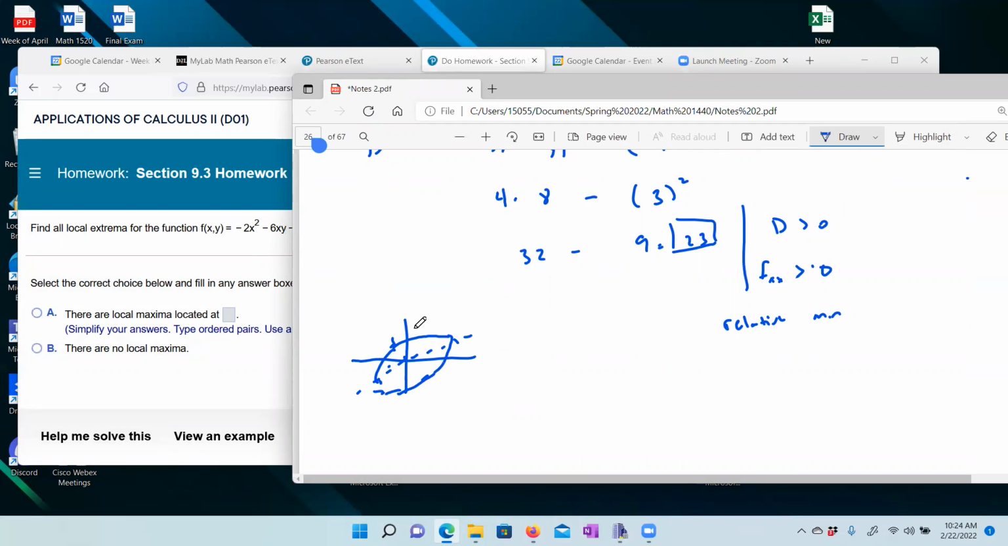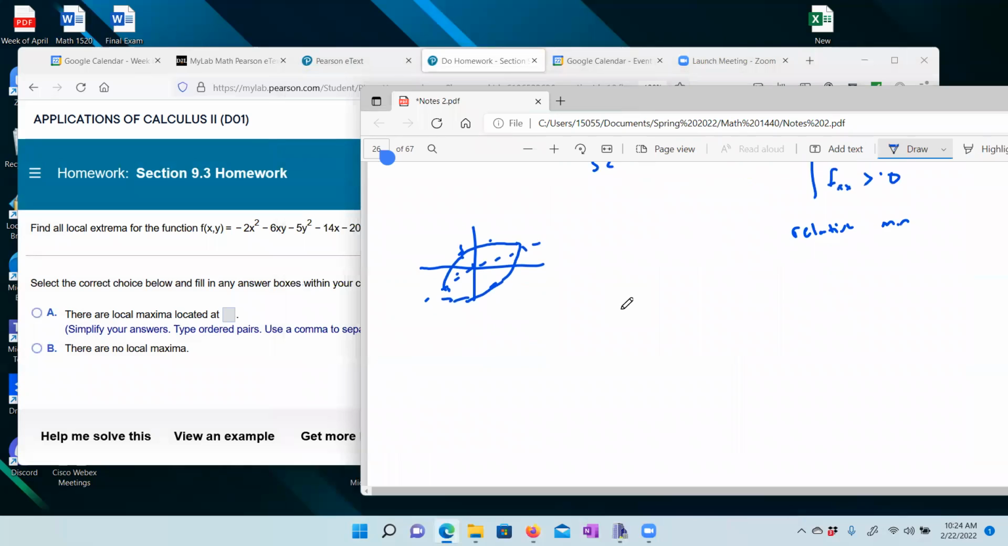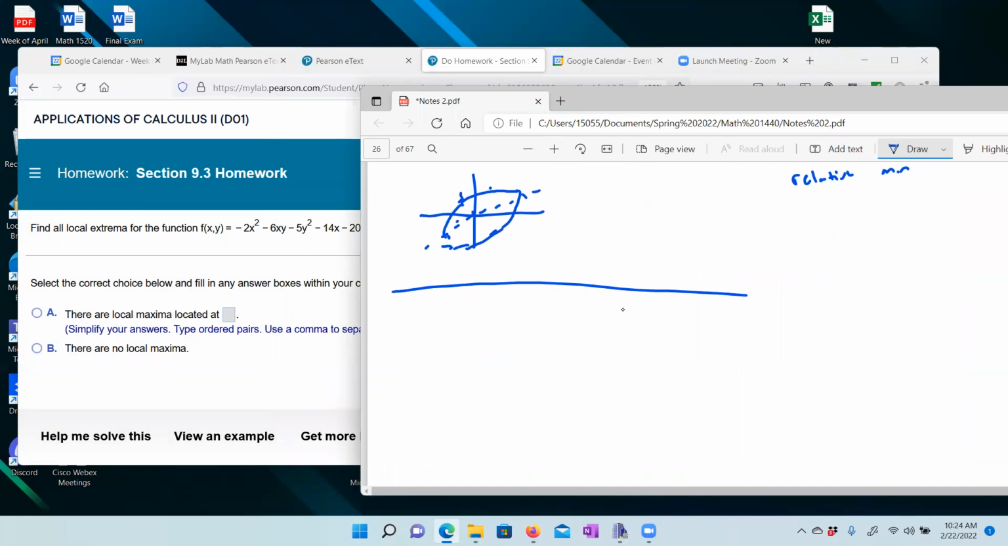So we always know there's a maximum somewhere here. Okay. So let's see here. Let's just do another one here. So f of x, y. By the way, these problems do take a little bit on the longer side.